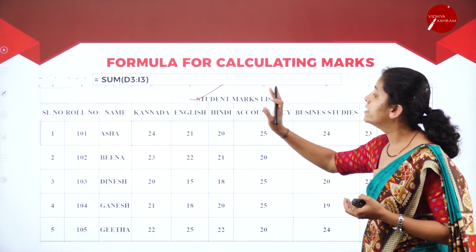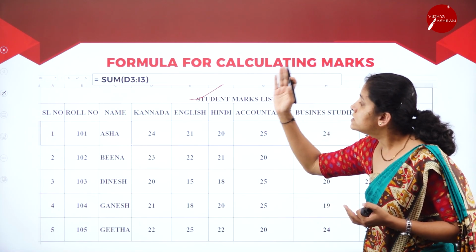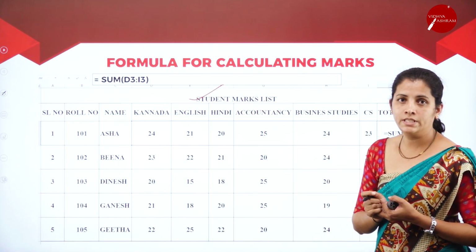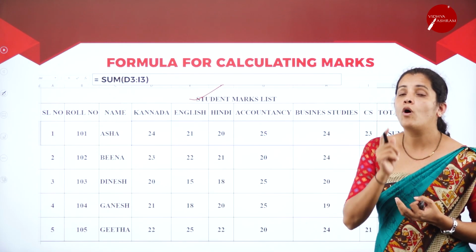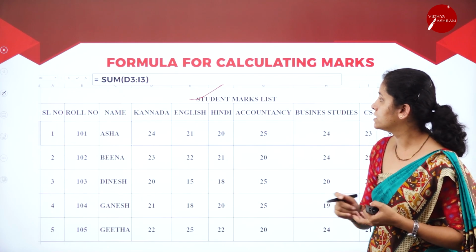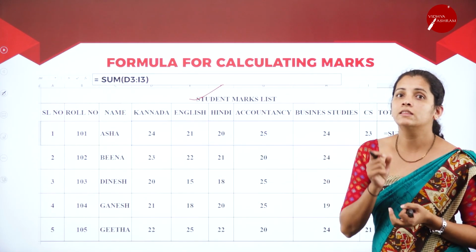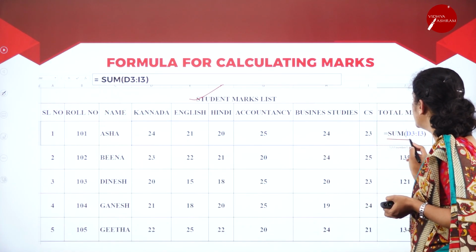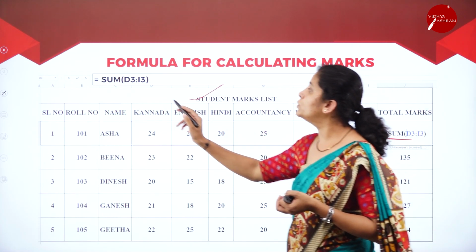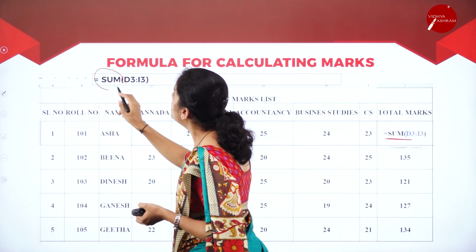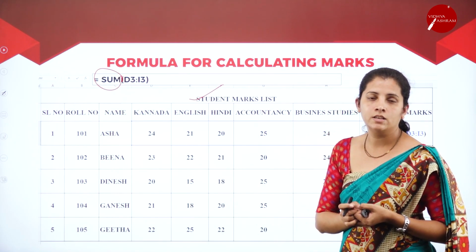So this is their internal marks list, and they have 6 different subjects, and I'm going to find the sum of all 6 subjects. So what is the formula I'm going to use here? That is nothing but the summation. That is nothing but sum. So here I'm going to use the formula sum, then I'm going to specify the range.